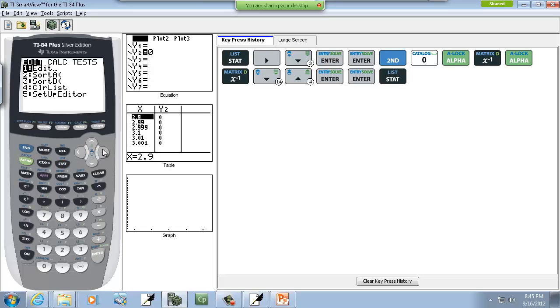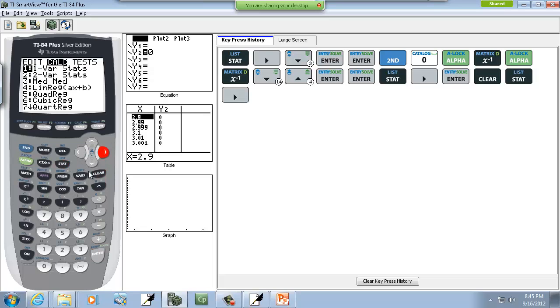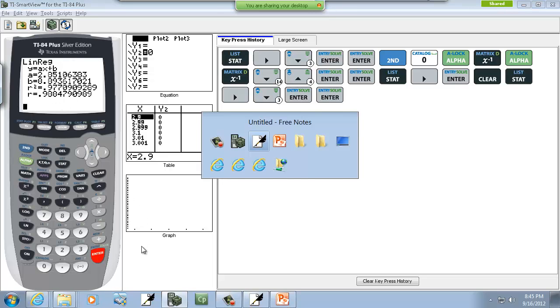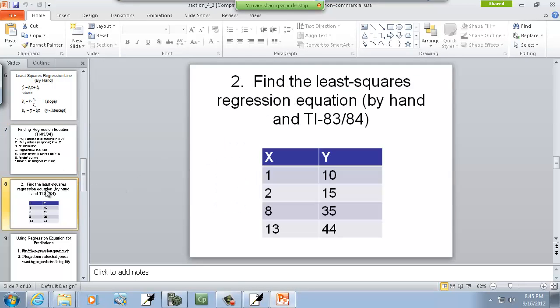If I press stat, right arrow to calc, or let's try that again. Stat, right arrow to calc. I'm so used to doing one-var stats. And then I'll down arrow to the linear regression and press enter on it, and then press enter again. And you should see all these values. And that's how you do it via the calculator.